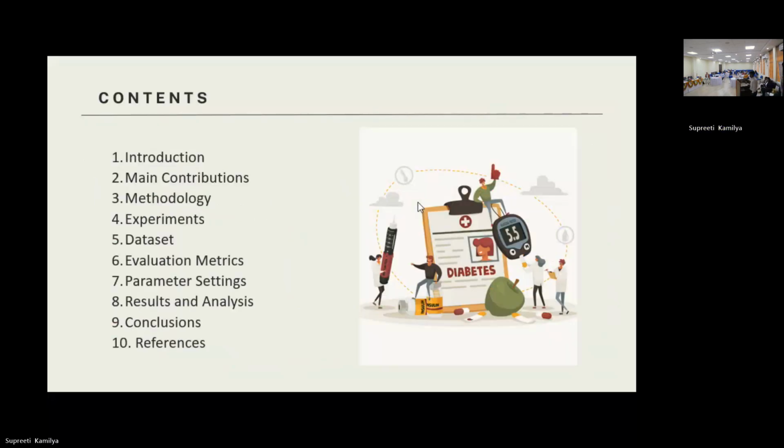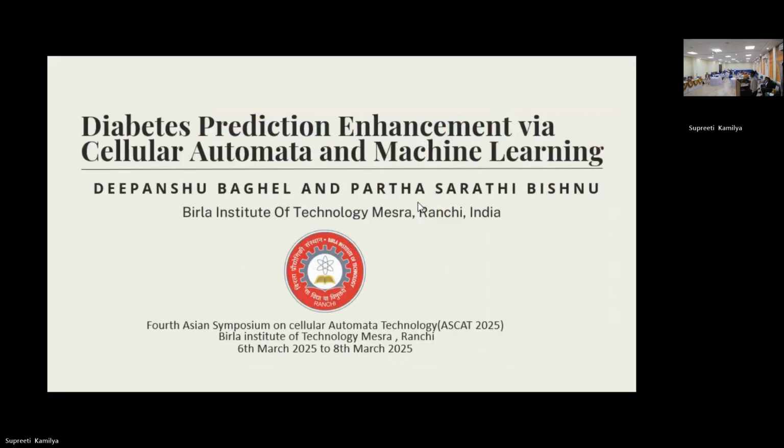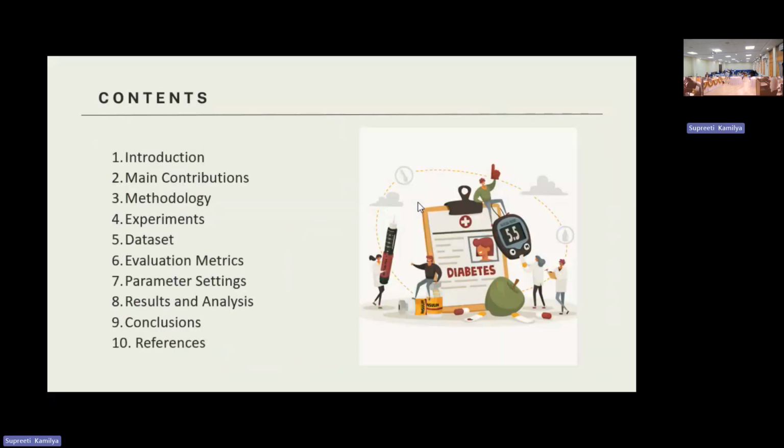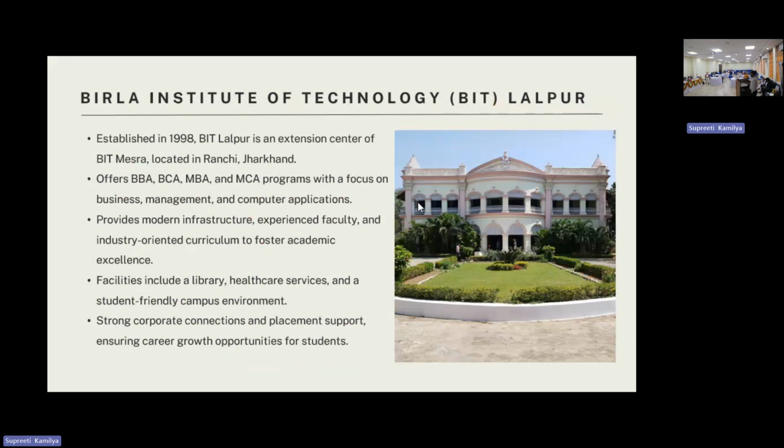This is my introduction. Then we will check my main contributions, then methodology, then experiment, dataset, evaluation metrics, parameter settings, results analysis, and then conclusion and references. This is about my college campus.